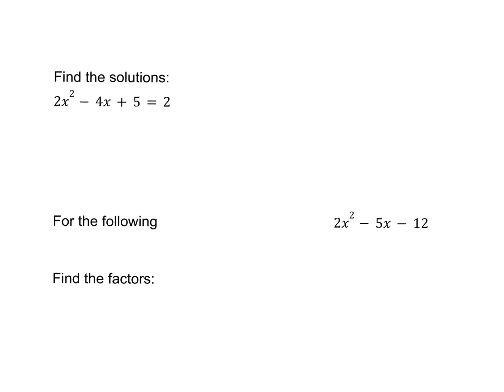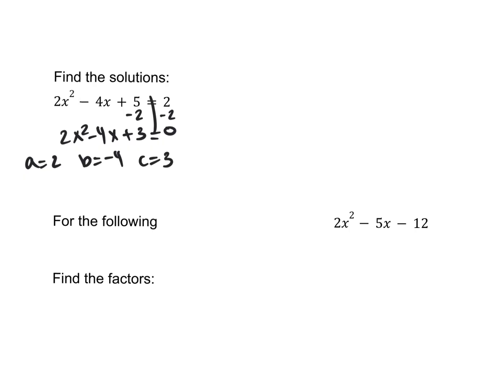Okay, so for this one, we're going to find the solutions of this equation. Notice it's not in standard form, so we subtract the 2. It has to be subtracted from the 5 because it has to go to a like term, so it goes to the C value instead of the A or the B. So now that we have this, we have A equals 2, B equals -4, and C equals 3.